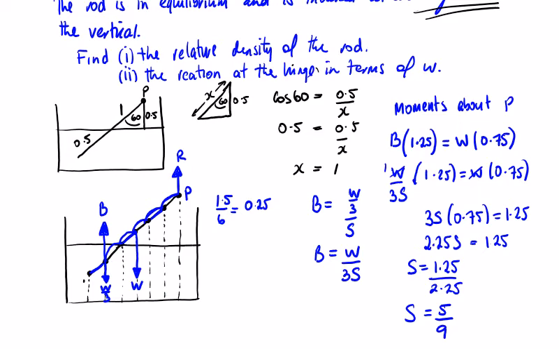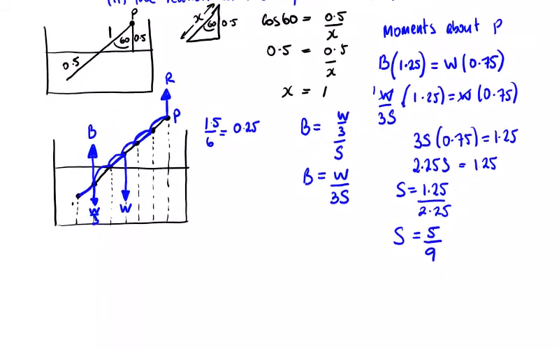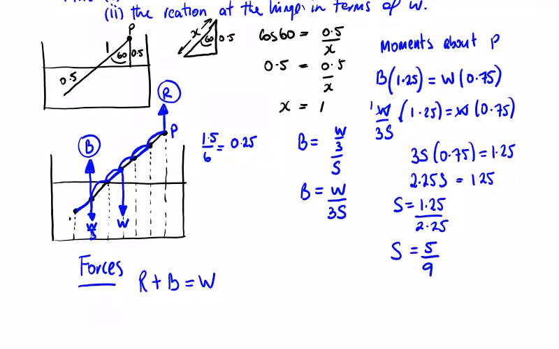So part 2, the reaction at the hinge. Okay, let's have a look at part 2, the reaction at the hinge. Well, what have we got going on? We'll have to deal with our forces here. We have R going up and B going up. So R plus B would have to be equal to W. So are we asked it in terms of something? In terms of W. Okay, so W we will leave in the question.